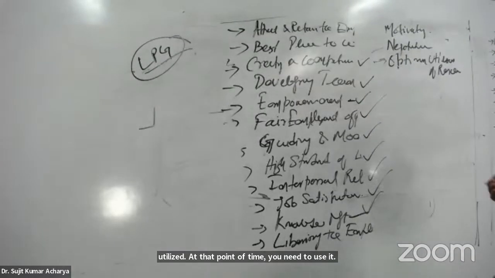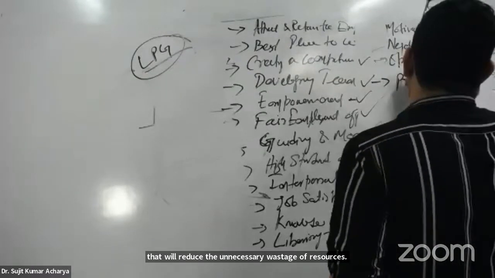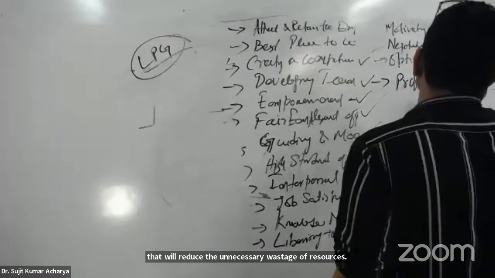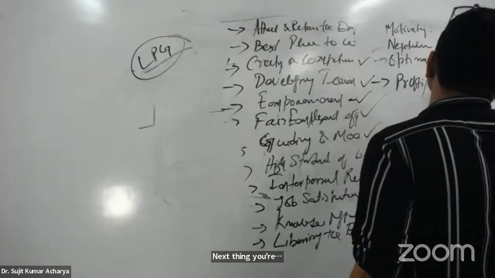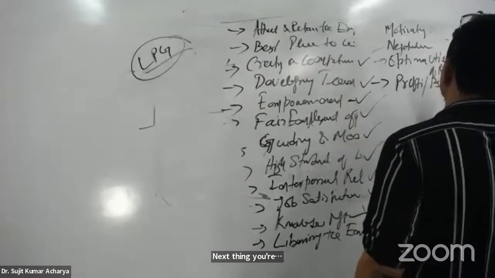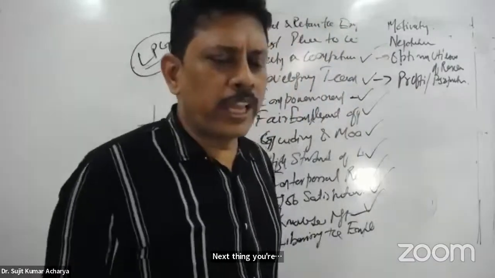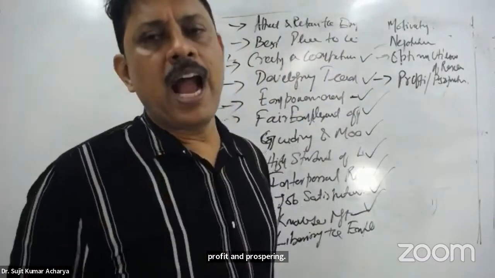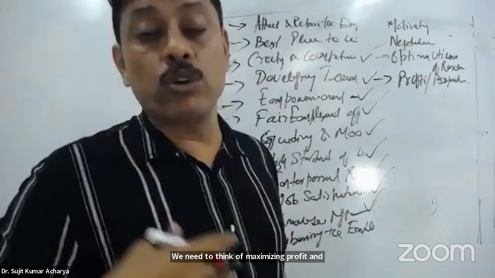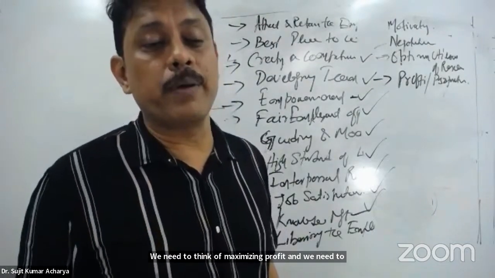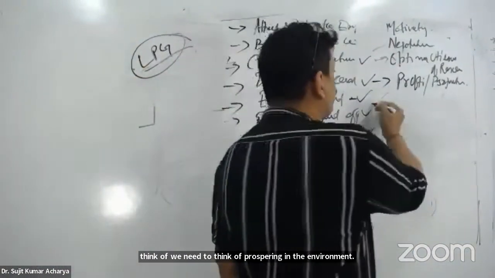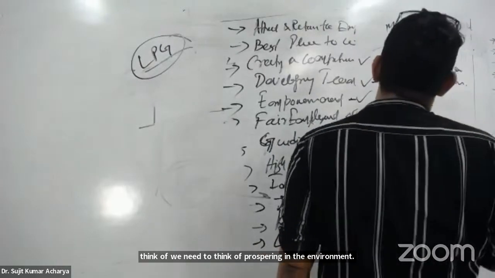Next is profit and prosperity. We need to think of maximizing profit, and we need to think of prospering in the environment. So this is another activity. We need to take necessary steps.